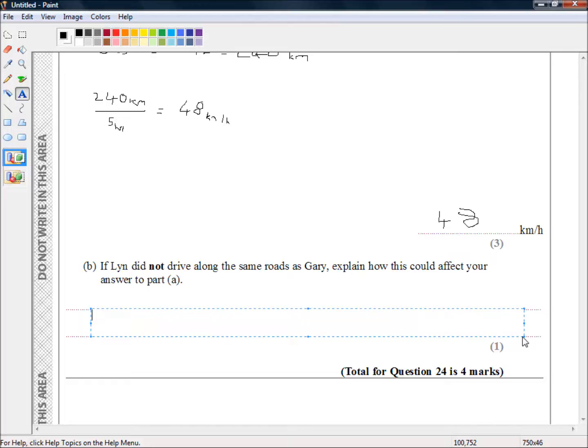I'm just going to type, if she took a different route, she might not have taken the same, or she might not have travelled the same distance. Therefore, the answer, or therefore the average speed would be different.